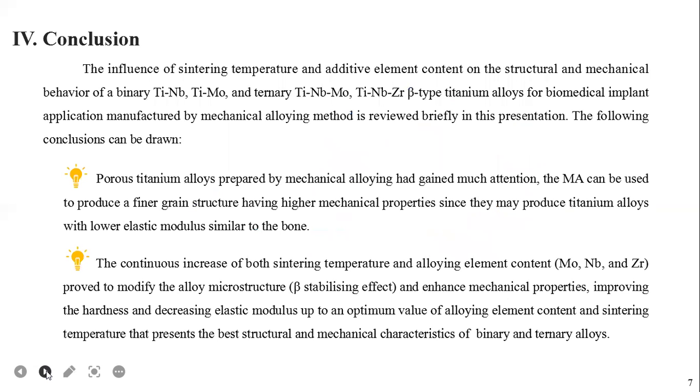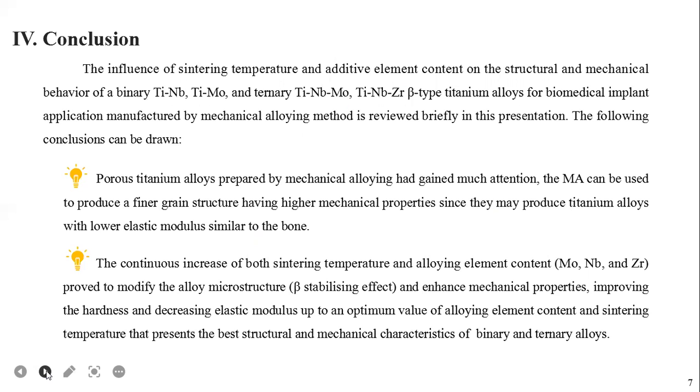To summarize, the influence of sintering temperature and added element content on the structural and mechanical behavior of binary and ternary titanium alloys for biomedical implant application manufactured by mechanical alloying method is reviewed briefly in this presentation. The following conclusion can be drawn.